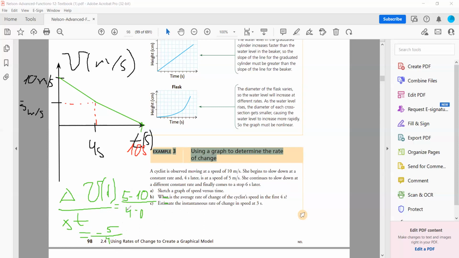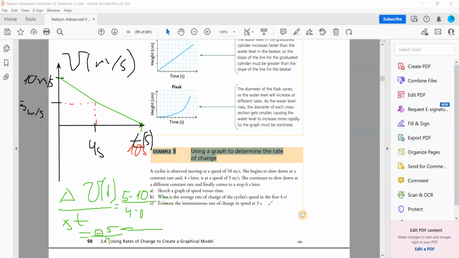-5 divided by 4. And this would be our average rate of change for the period of time from 0 to 4 seconds. Take notice that we have a negative rate of change, which means we were decelerating, which corresponds with the problem that we're given. So we're right. This would be the average rate of change.